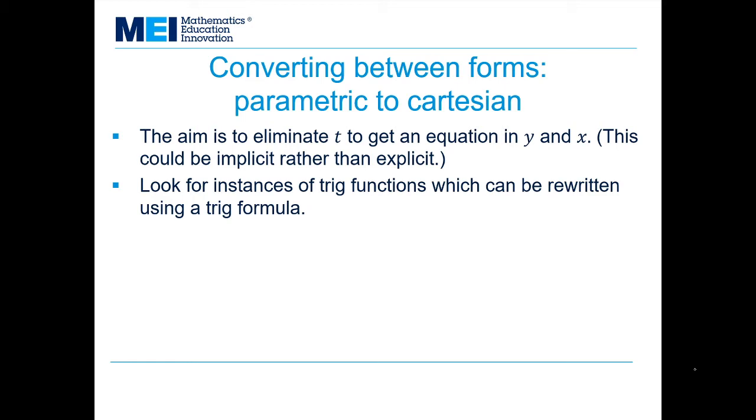Not all computer algebra systems handle trig formulas and trig identities. So for example, in GeoGebra, if you put in a double angle expression such as sine 2x or cos 2x, it's not going to automatically expand that out into the double angle formula. You'll need to do that part yourself.